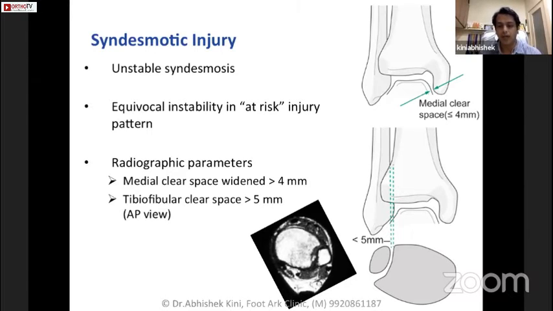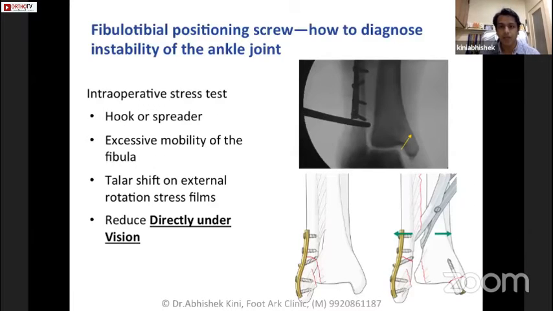MRIs can also be diagnostic, where it can show you what component of the syndesmosis is injured. How do you check intraoperatively? You can do a hook test or a spreader test as shown in the pictures. Excessive mobility of the fibula tells you of instability. So you need to check it in two planes. One is the coronal, which you can check by putting the spreader. You can also check in the anteroposterior plane by doing a shifting test, holding it with a bone lever, and the talus shifts on an external rotation stress test.